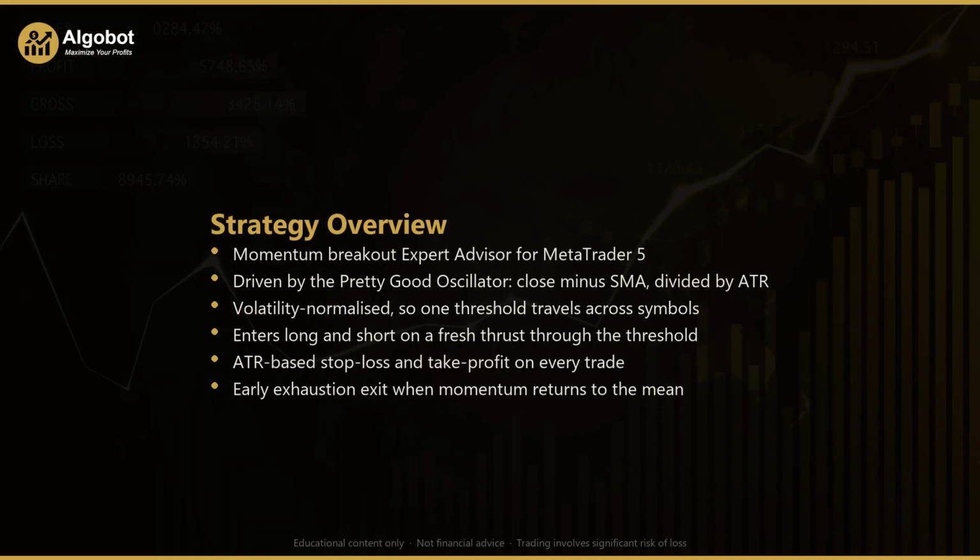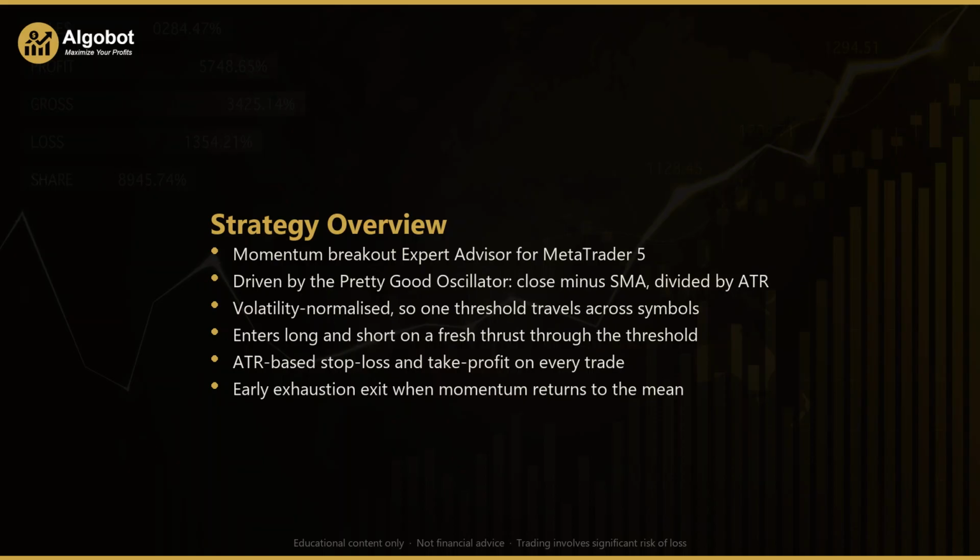A reading of plus 2.5 means the same thing on a quiet, slow-moving day as it does on a fast, wide-ranging one. Because of that, a single threshold can travel across different symbols and different market conditions without constant retuning.